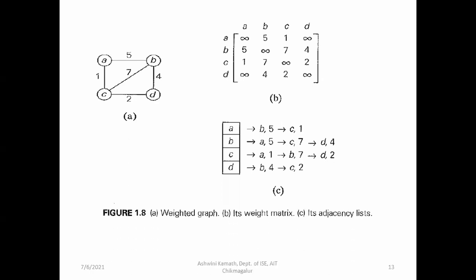In figure A, we have the weighted graph. In figure B, we have the weight matrix or cost matrix, the cost adjacency matrix, and the cost adjacency list. I hope you understood these concepts. If you have any doubts, you can ask me.